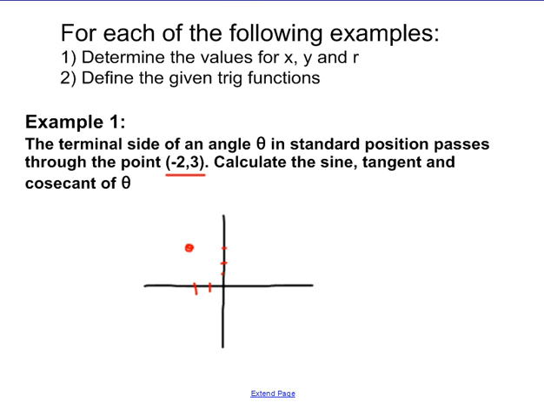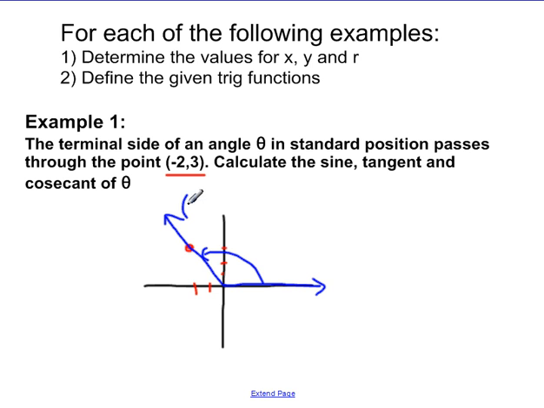So what this is saying is it's in standard position, meaning our angle starts here at 0. And then the terminal side passes through that point. So the terminal side is going through here. So this is the angle measure we're figuring out.